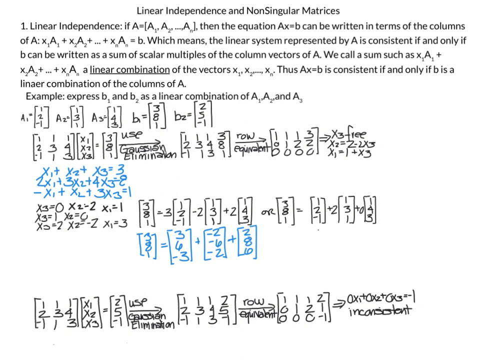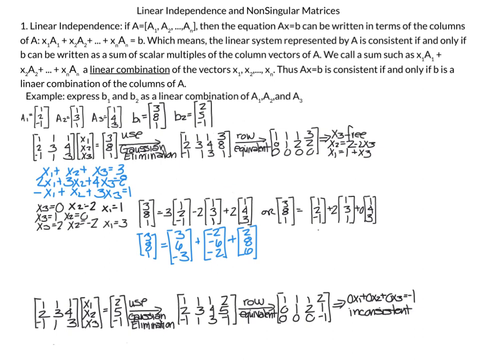And when I sum these up, 3 minus 2 plus 2 will give me 3, my 6 minus 6 plus 8 will give me 8, and my negative 3 plus negative 2 plus 6 will give me 1. So I have verified this linear combination of the column vectors is equal to my b. And that's exactly what this part is saying. My Ax equals b can be written in terms of the columns a1, a2, a3, with the scalar multiples x1, x2, up to, in this case, x3.